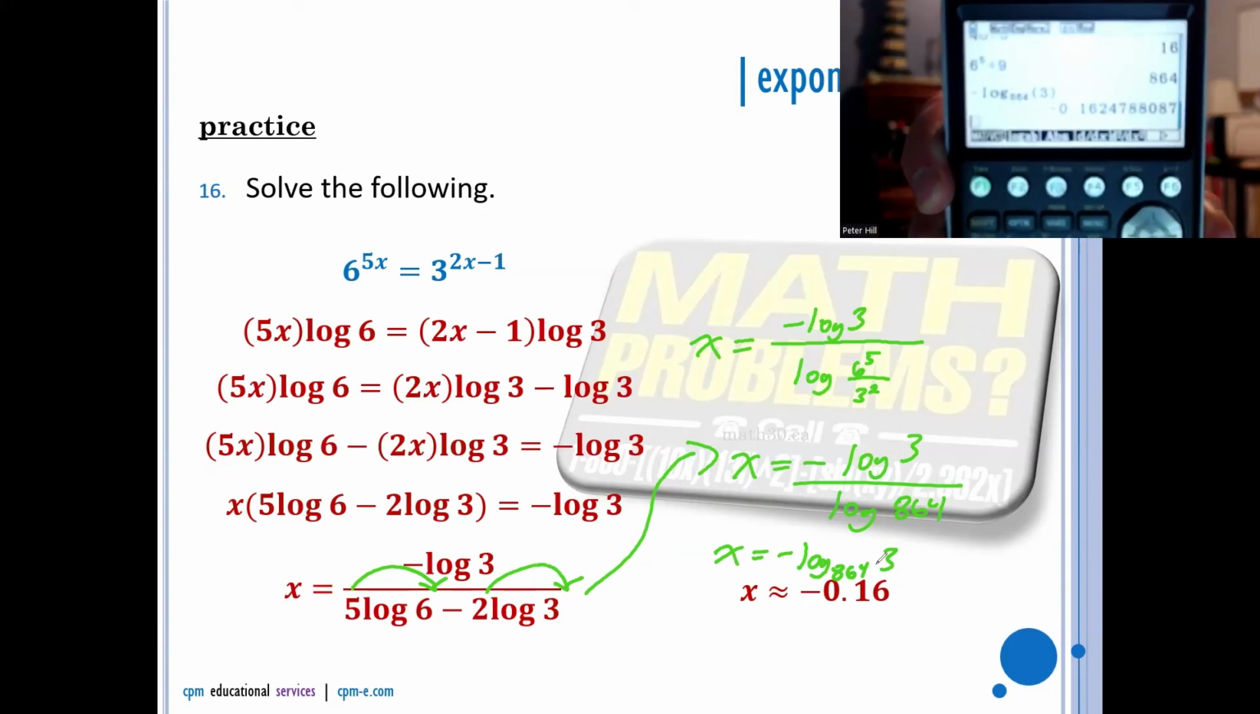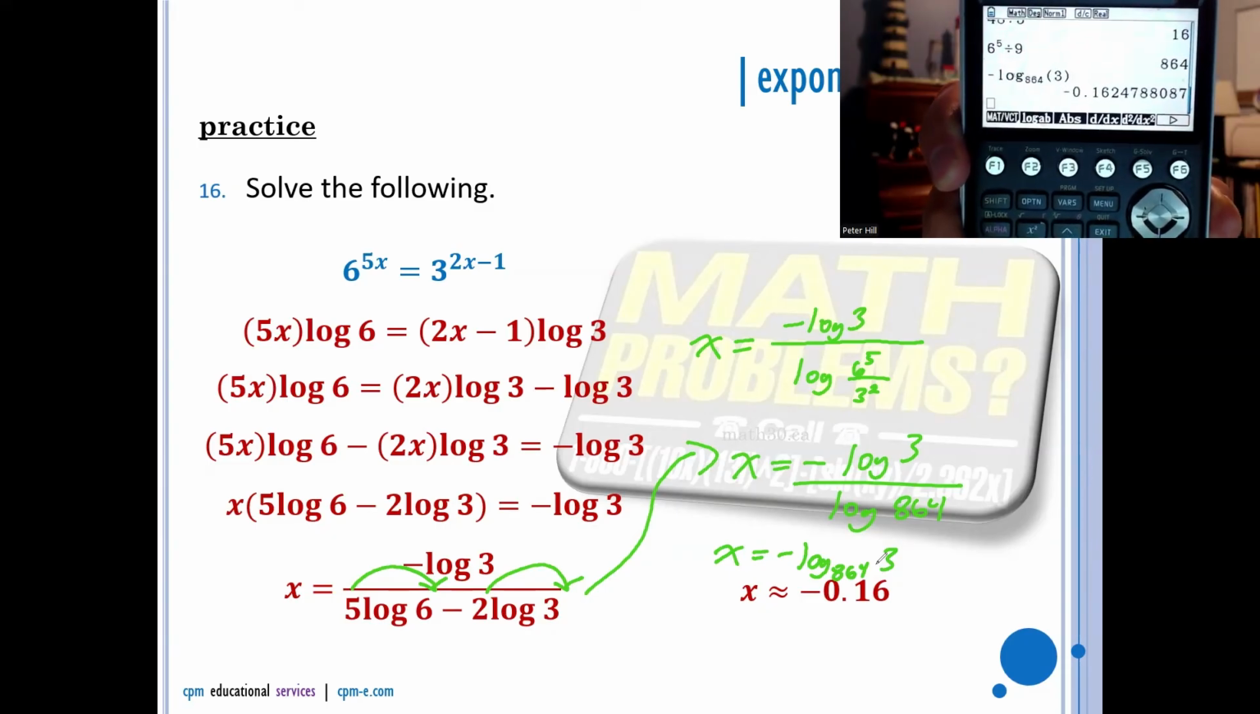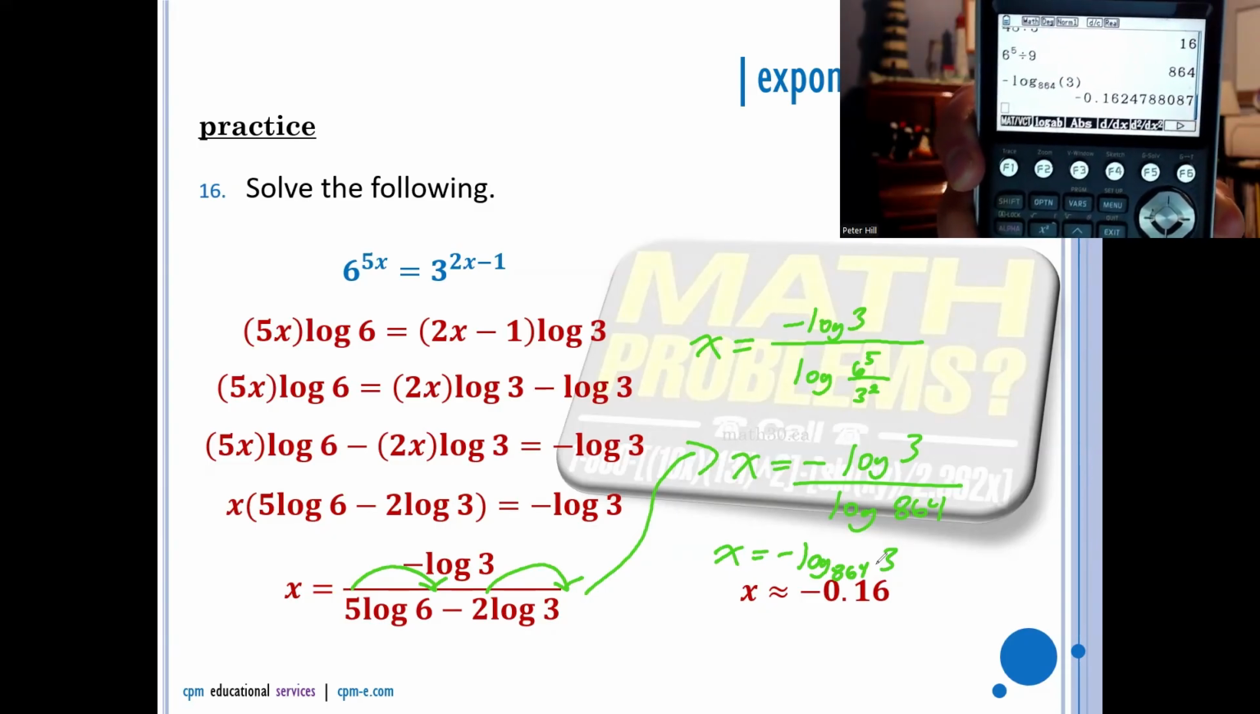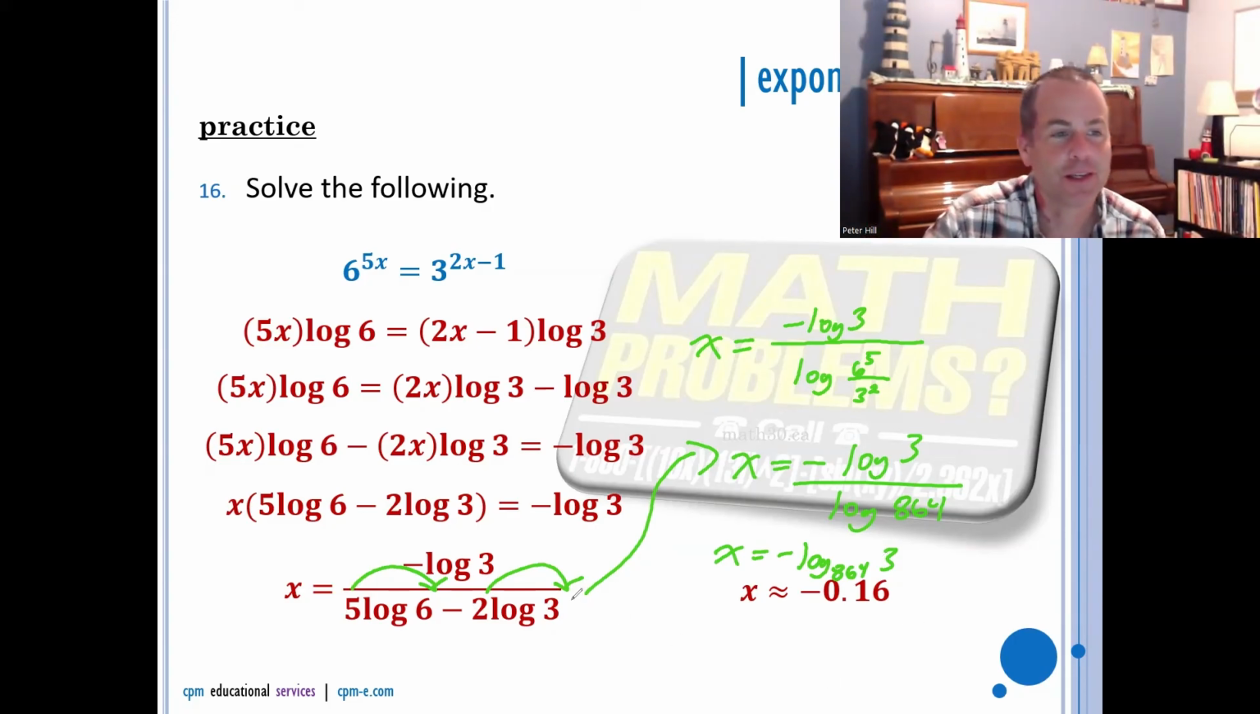Okay, I get the exact same number there. Log, oh, great picture there. Log base 864 of 3. Okay. All right. Yay for us. So that was kind of fun. Clear my ink. Okay.